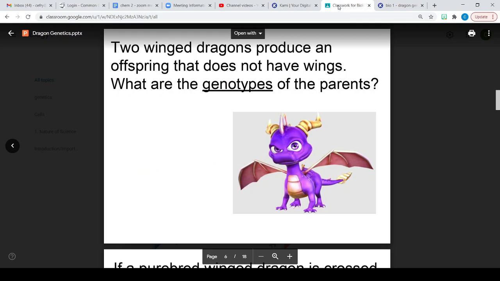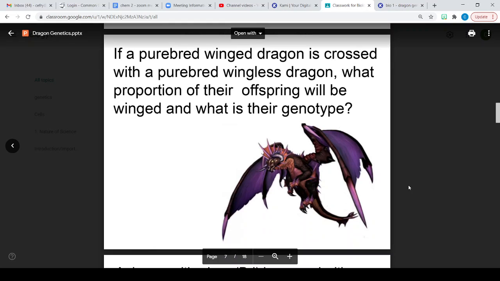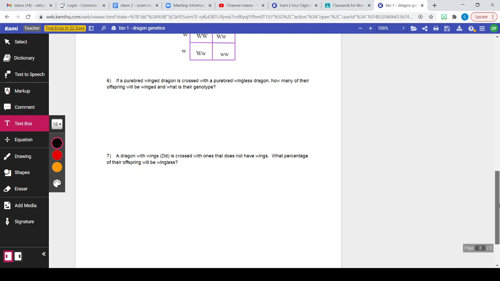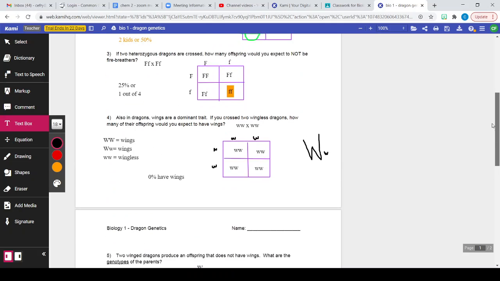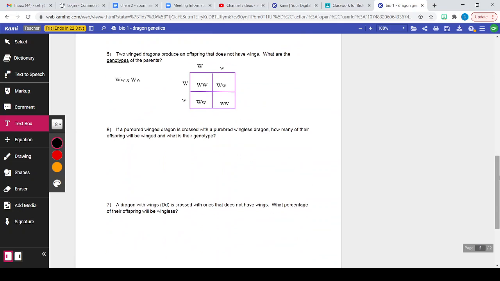All right, let's look at number 6. If a purebred winged dragon is crossed with a purebred wingless dragon, what proportion of their offspring will be winged and what is their genotypes? All right, so we've got some more vocab here. Purebred, and we can at times see hybrid. Now, it's very similar to this heterozygous and homozygous. So it's just another way of saying this. So I'm going to have you write purebred. And think about this. If you have a purebred dog, like parents are the same. So purebred means same.